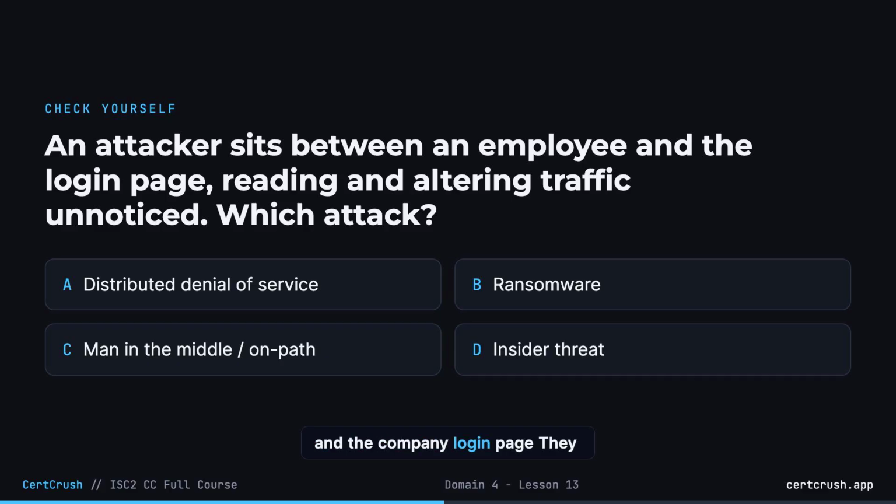Time for a quick exam check. An attacker secretly positions themselves between an employee and the company login page. They read the traffic and quietly alter some of it before passing it on. Which attack is this? A. Distributed denial of service. B. Ransomware. C. Man in the middle or on path. D. Insider threat. Pause the video and pick your answer.